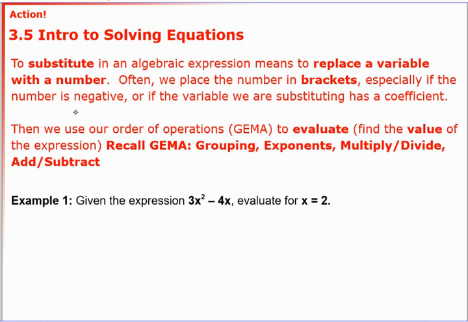So when we solve equations, we want to substitute in an algebraic expression. That means to replace one variable. So if you have an x variable, you put in a number, and that could be any number that you want or you're asked to do. Often we place a number in brackets, especially if it is a negative, because you want to contain that bracket. If the variable we are substituting is a coefficient, then that coefficient will also be multiplied by what's inside that bracket.